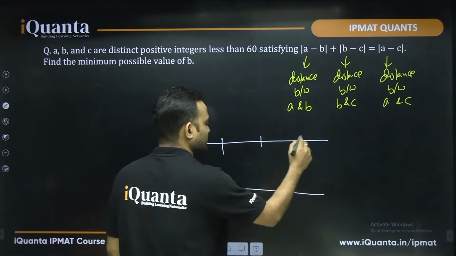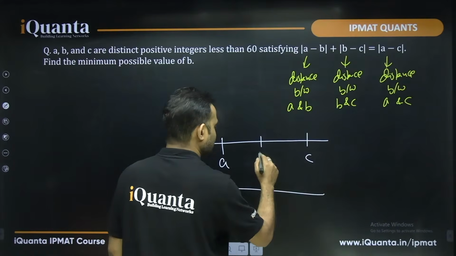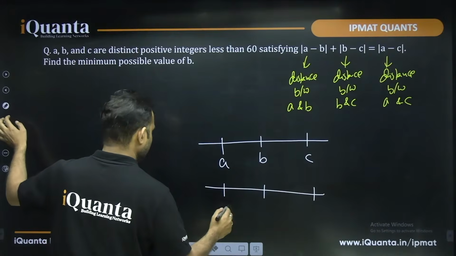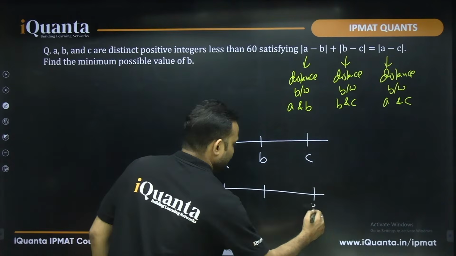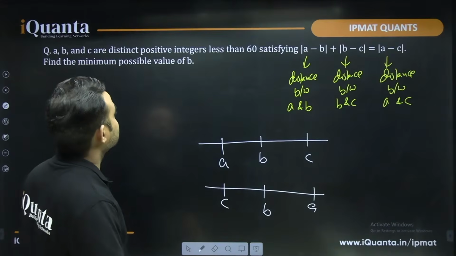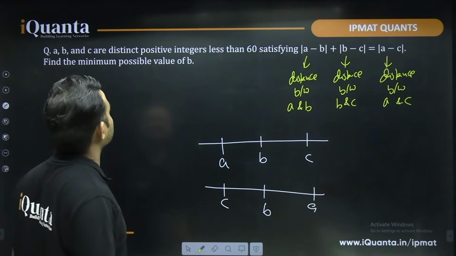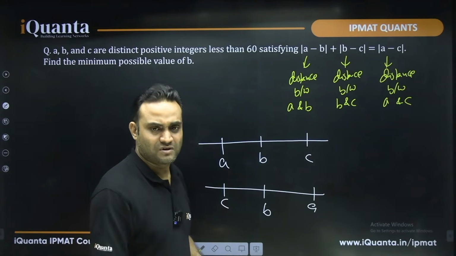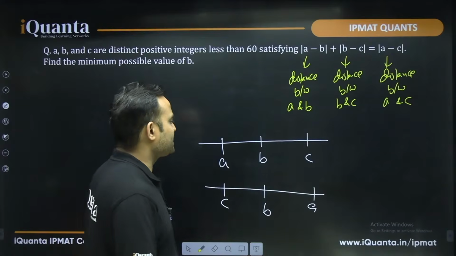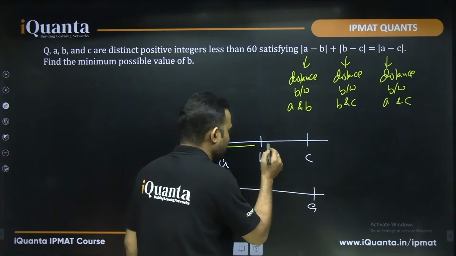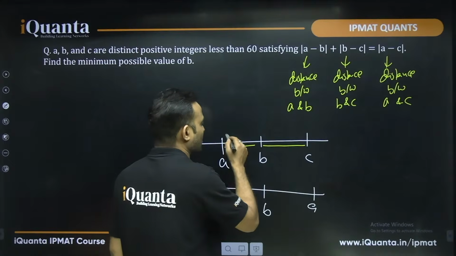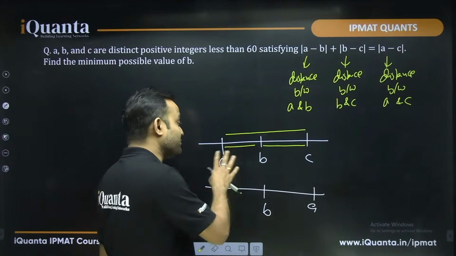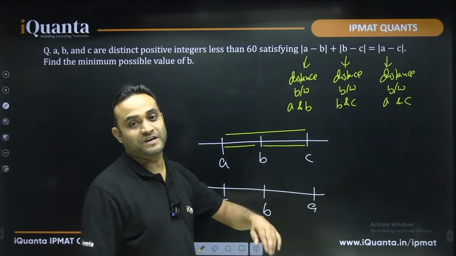How do you do that? So either it will be like this, A, C, B, or it will be like B, C, A. It says less than 60. The 60 doesn't have a really good meaning here. Think about this. The distance between A and B plus the distance between B and C will always be equal to the distance between A and C if B is somewhere in between A and C.